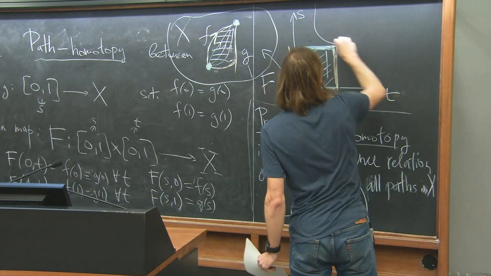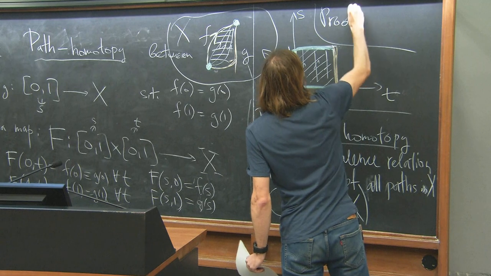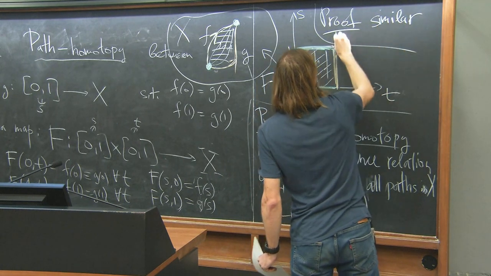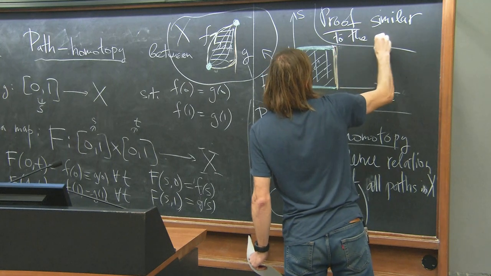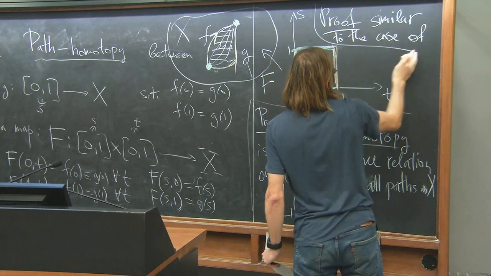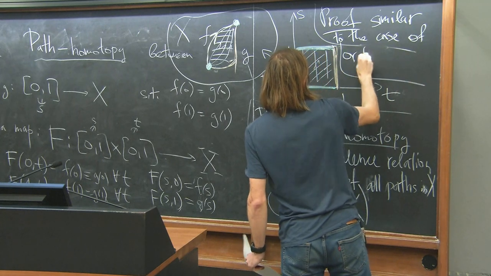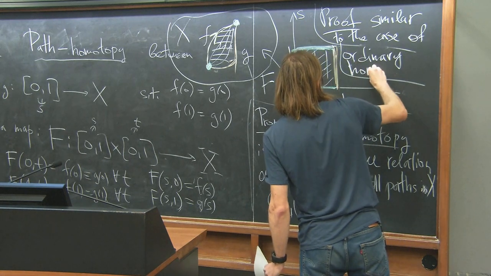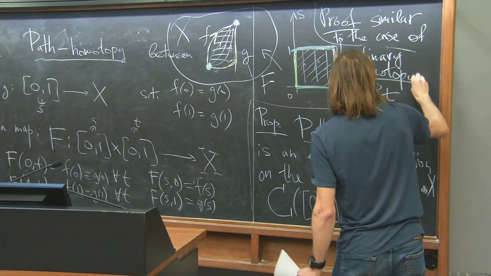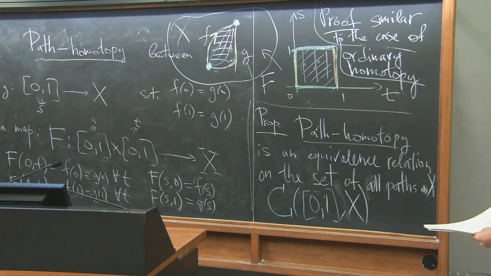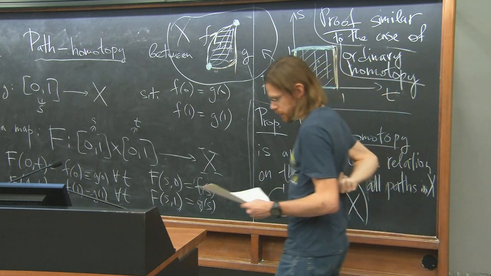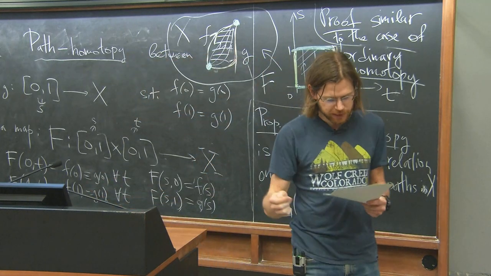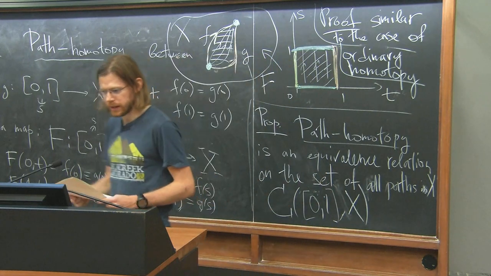And I'm not going to prove this. It is similar to the case of ordinary homotopy, which we did. We already proved that the usual homotopy without this restriction is an equivalence relation on the space of maps, and the proof is very similar. So I leave it as an exercise.